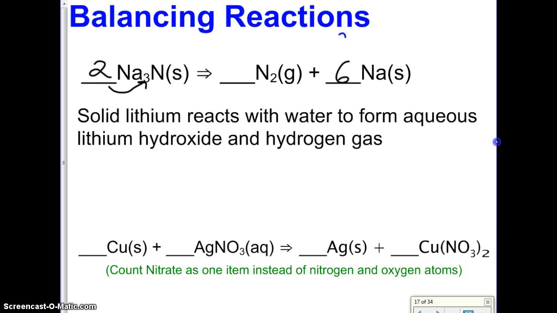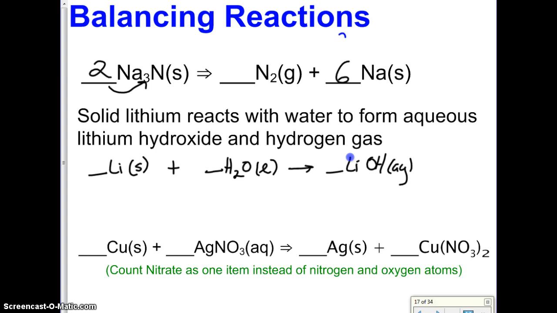Let's go ahead and write it out. Okay, so first off, we have solid lithium. That's Li(s), plus reacts with water, H2O, and of course water is a liquid unless otherwise stated, to form, that's our arrow, aqueous lithium hydroxide, LiOH(aq), plus hydrogen gas. And hydrogen is one of our diatomics. We know it's an elemental form because it's not bonded with anything, so H2, and of course gas at the end of it. So now we go through and balance this guy.